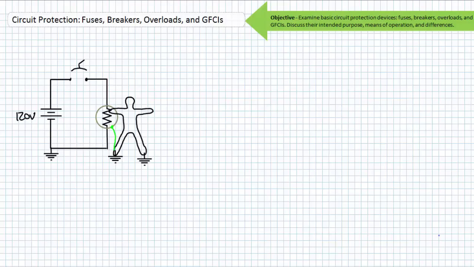The GFCI is fast-acting, close to the source of the fault, and can detect extremely small imbalances between the two currents. Again, the magnitude of current necessary to cause extreme pain or extreme death is relatively small. The GFCI and proper grounding can detect this small leakage current in unintended paths. This wraps up our discussion of common circuit protection devices. Let's compare and contrast these devices we covered one last time.